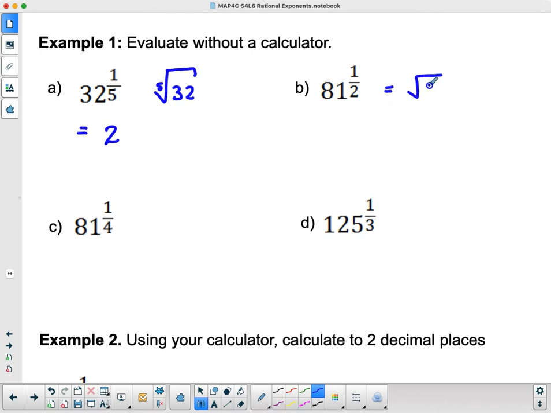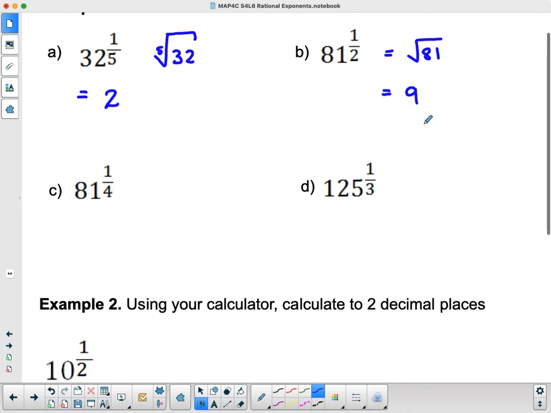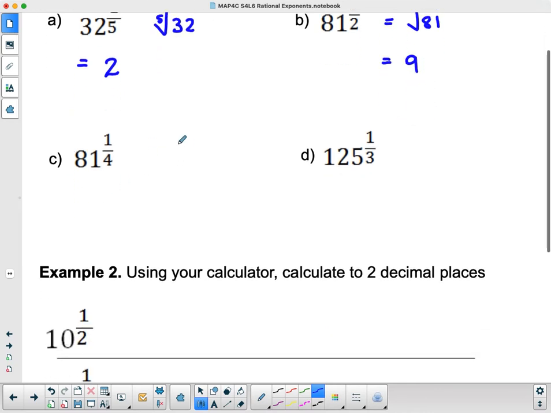81 to the 1/2. Remember, that's the square root of 81. If you know that's the square root of 81, that makes this one really easy. It's just 9. 81 to the 1/4. That's basically a square root of a square root. What do I have to multiply by itself 4 times in order to get 81? So it's the fourth root of 81, which is 3. 3 times 3 is 9, times 3 is 27, and then times 3 is 81.